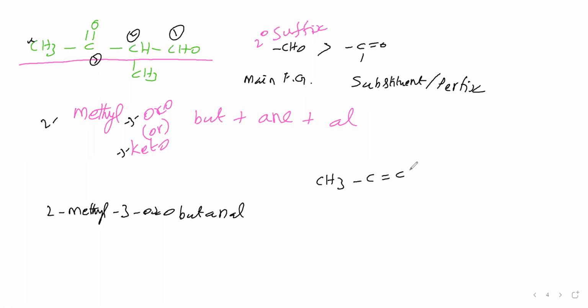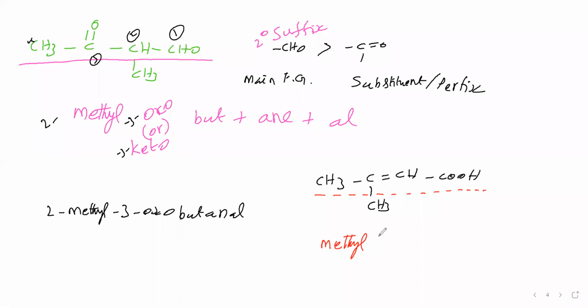Next compound we will take: CH3, C double bond CH, COOH. This C is having a methyl group. Here we will select the parent chain. This one is the parent chain. Carboxylic acid is the main functional group. COOH means carboxylic acid. This branch name is methyl.